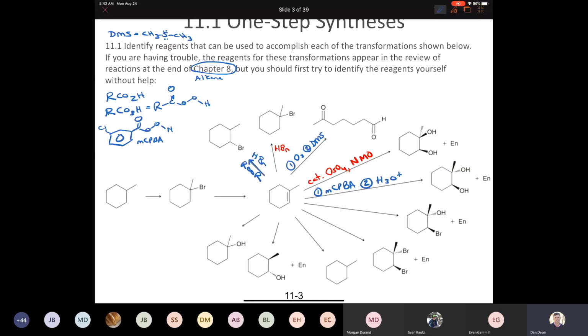The next one is adding bromine and a hydroxyl. So this is a halohydrin formation. The way that we do that is we treat the molecule with bromine, and for a solvent, we use water. Water comes in as a nucleophile, and it attacks the bromonium ion to give us an anti-addition, so that we get the hydroxyl and the bromine being trans to each other.